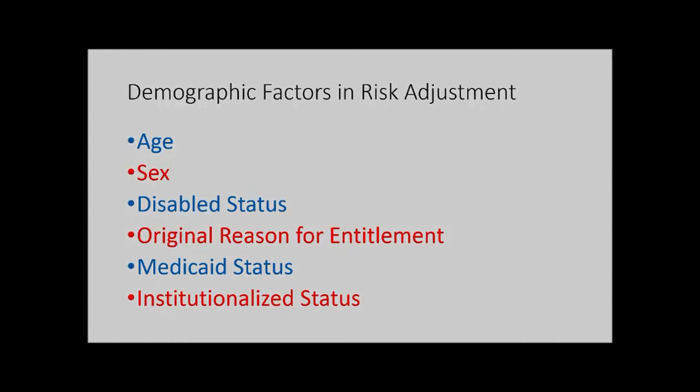Some of the demographic factors in a risk adjustment are age, sex, disability status. Are they disabled? Are they the original reason for entitlement? Have they been disabled? Is that why they were originally put on Medicare, or were they aged into Medicare? Are they on Medicaid? Are they institutionalized, such as in a nursing home?